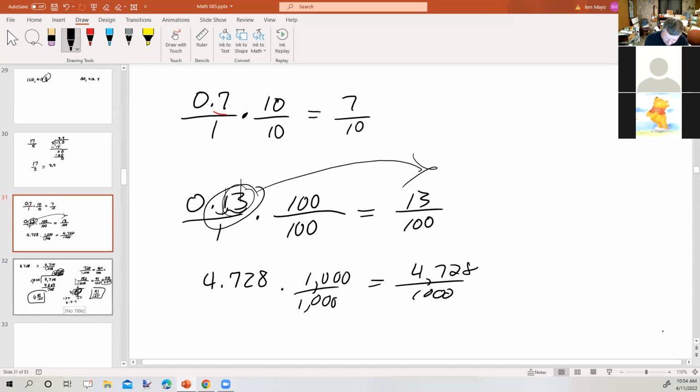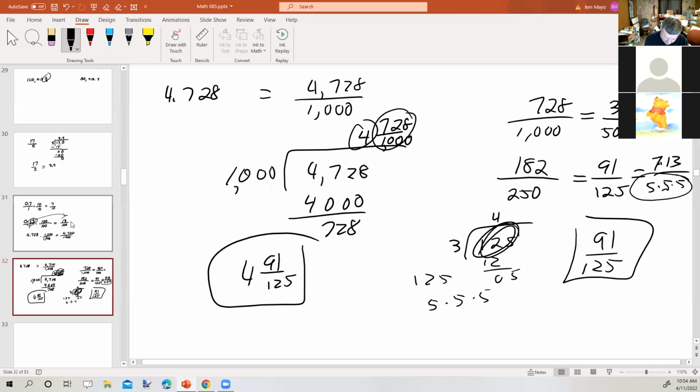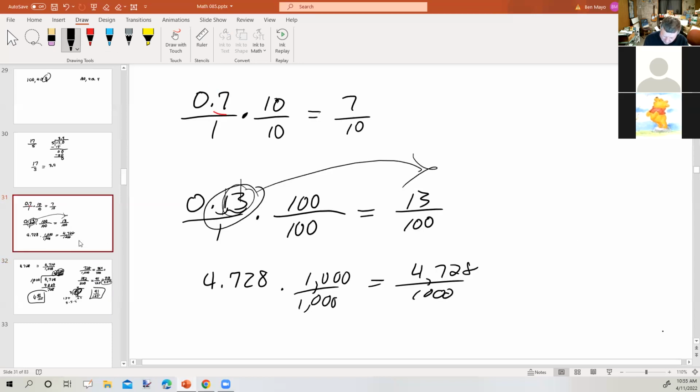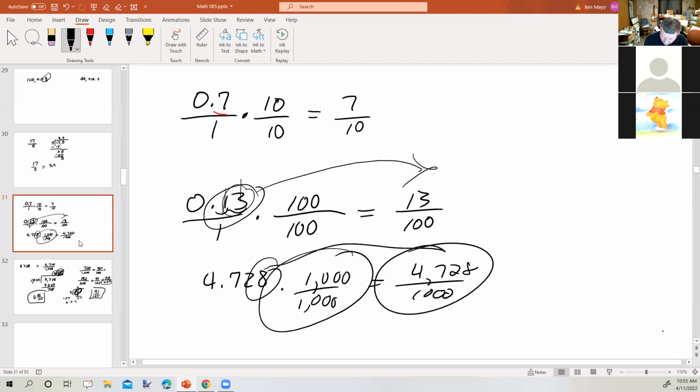And I won't drag you through all of that stuff that we did a little while ago to get to that final answer. But the point is, you can either go with the name of it, which will get you directly here, or you can figure out what you need to multiply the top and the bottom by to get rid of the decimal point. Okay. Any questions about that?